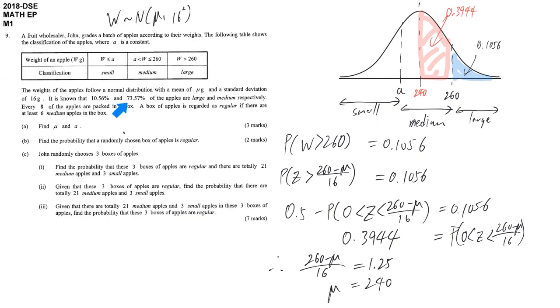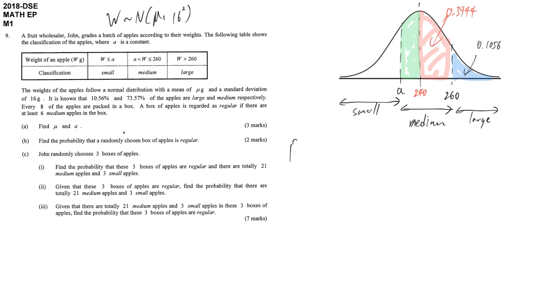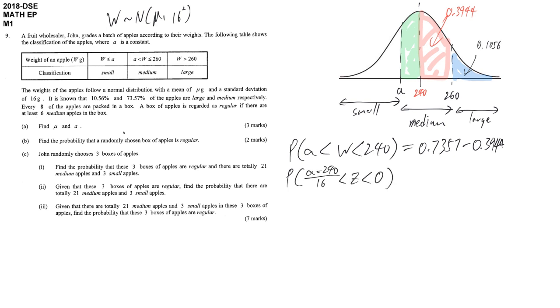And the next part, they say that 73.57% is regarded as the middle region. That means the green area together with the red area, the medium range, the percentage is 73.57%. Therefore, when the weight is between A and 240, that means the green region is equal to 0.7357, excluding the red part 0.3944 that we got before. Standardize it: A minus 240, the mean, divided by 16. The standard score of the mean is 0. We get 0.3413.